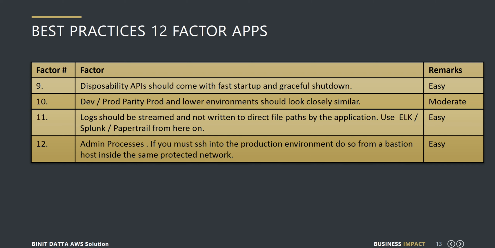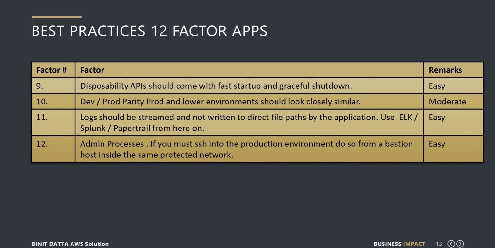Dev prod parity. This is interesting. What this says is your dev environment configuration should be very close to your production environment configuration. You should not be using Tomcat in your dev and JBoss in your prod, MySQL in your dev and Oracle in your prod. So that's what it says. Why is this important? Because you are preparing your application from the lower environments to go to production. So you're exposing your application to the same environment that you have in production. That is why it is important.